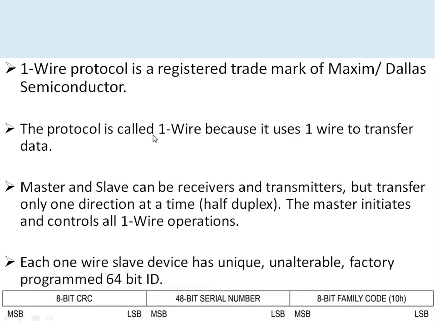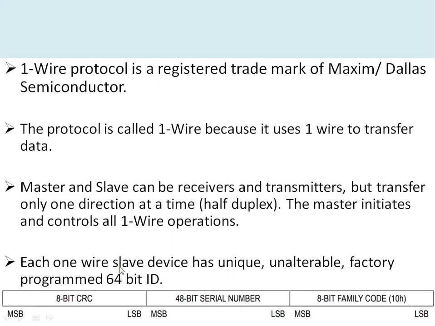The one-wire protocol is a registered trademark of Dallas Semiconductor. Now it is Maxim Integrated Products. The protocol is called one-wire because it only uses one wire or one pin to transfer the data between the master and slave, and this supports the master and slave configuration. There will be only one master in the network and a number of slaves depending upon the application, and it supports half duplex communication, which means at a time only one device will access the bus.